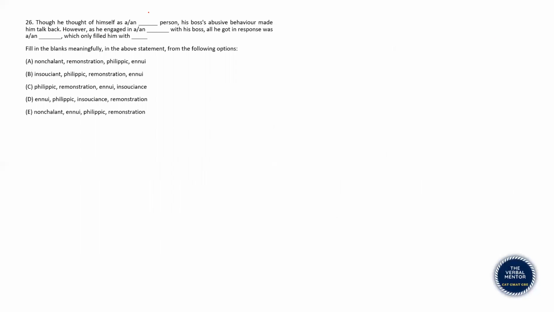Though he thought of himself as a dash person, what kind of person, don't know. So contrast sign. His boss's abusive behavior made him talk back. Okay. So he generally did not talk back, which means he thought of himself as a docile or non-confrontational person. Okay. Docile, non-confronting, amenable person. What I'm doing here is deductive reasoning. I'm using deductive logic. I'm deducing the answer first before I look at the answer choices. That will help me later.